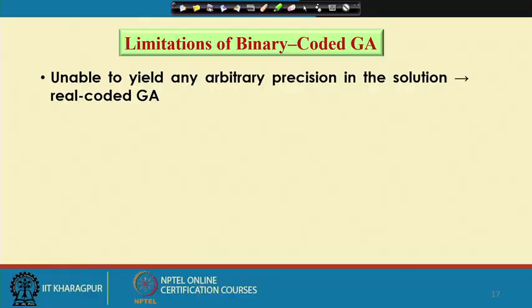Now, this binary coded GA is unable to yield any arbitrary precision in the solution. The reason I have already discussed: if I want to get good precision in the values of the variables, I will have to assign a large number of bits.